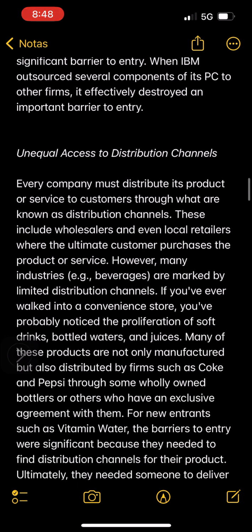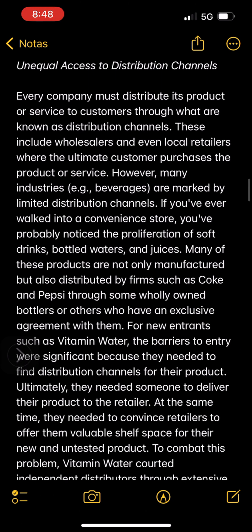Unequal access to distribution channels. Every company must distribute its product or service to customers through what are known as distribution channels. These include wholesalers and even local retailers where the ultimate customer purchases the product or service. However, many industries, for example, beverages, are marked by limited distribution channels. If you've ever walked into a convenience store, you've probably noticed the proliferation of soft drinks, bottled waters, and juices. Many of these products are not only manufactured, but also distributed by firms such as Coke and Pepsi through some wholly owned bottlers or others who have an exclusive agreement with them.